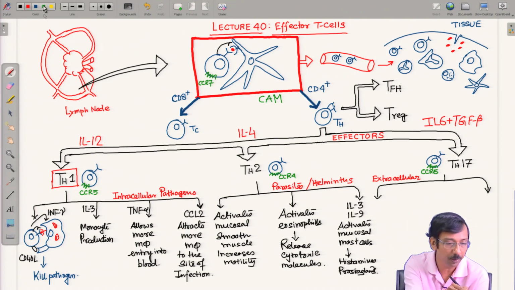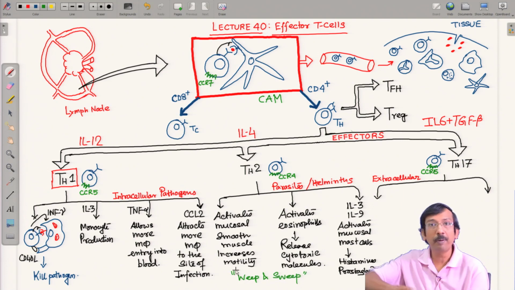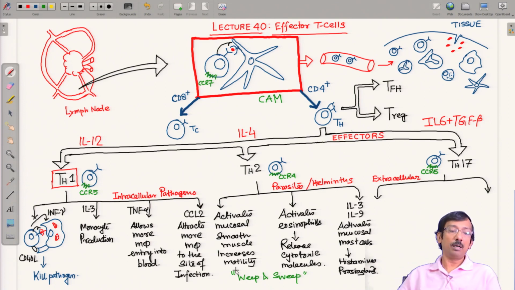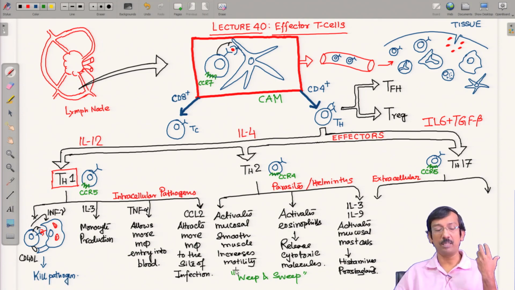So it's also called a whip and sweep mechanism. They sweep out the pathogen from the intestine or from the body and try to clear that pathogen, primarily the helminths and the parasites.